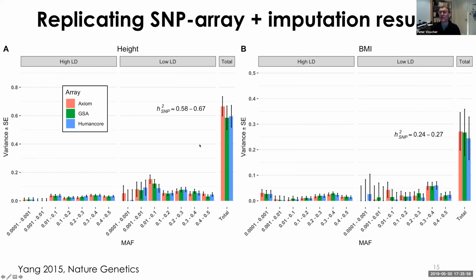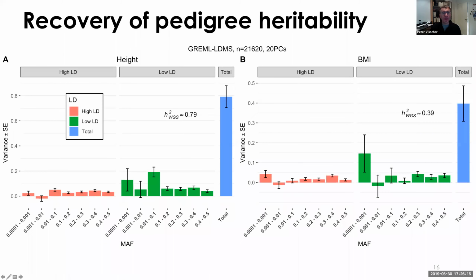So we next said, okay, the quality of the data is good. Let's do exactly the same, but throw in all the 48 million sequence variants and do the same partitioning. And that's what's shown over here.